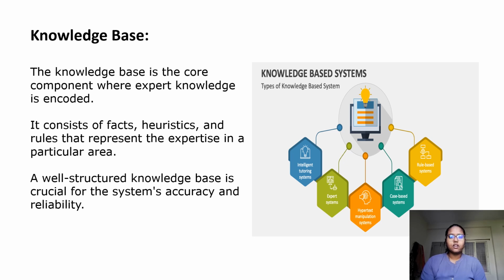And here we can see the types of knowledge-based systems. There are 5 types. First one is the intelligent tutoring system. Second one is the expert system. Third one is the hypertext manipulation system. Fourth one is the case-based system. And fifth one is the rule-based system. Here are the 5 types of knowledge-based systems.